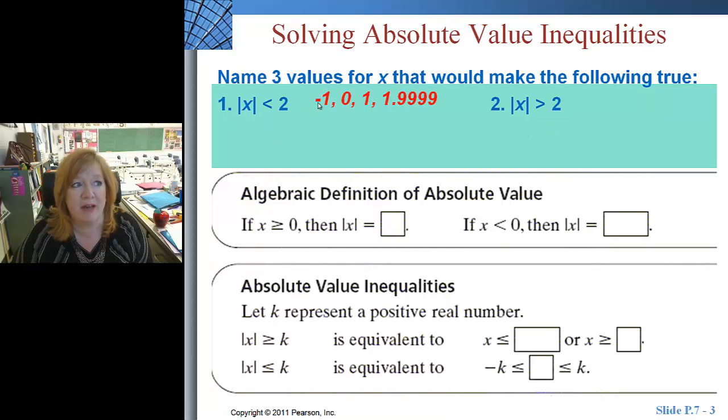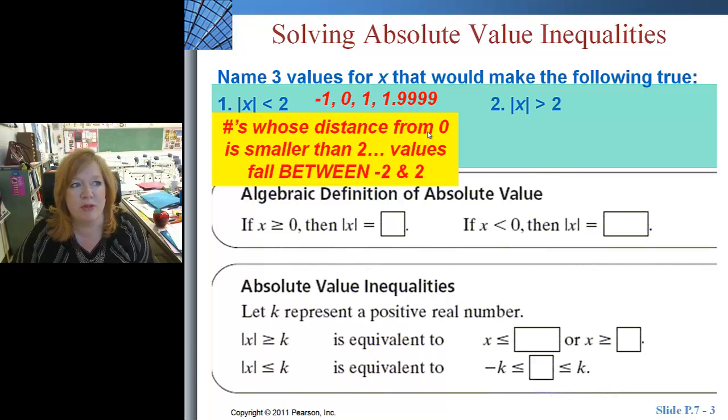Now, you should have picked values such as -1, 0, 1, 1.999, because this is all numbers whose distance from 0 is smaller than 2. So numbers whose distance from 0 is smaller than 2, so it's limited. It can't be smaller than -2. For instance, the absolute value of -3 would not be less than 2. It has to fall between -2 and 2.